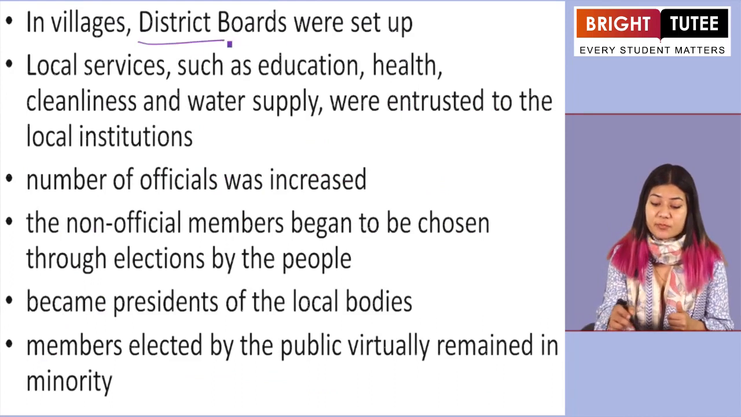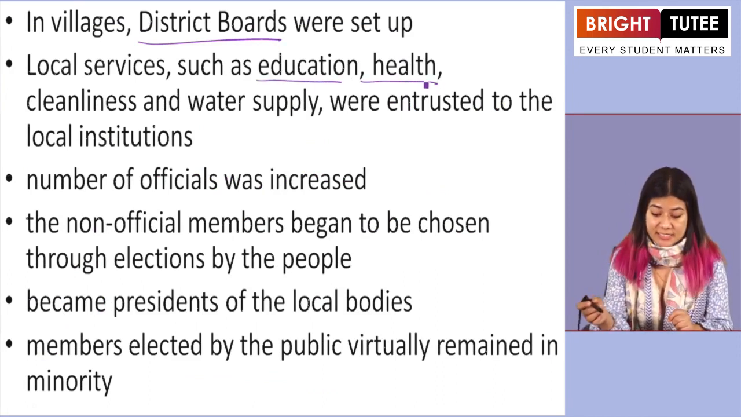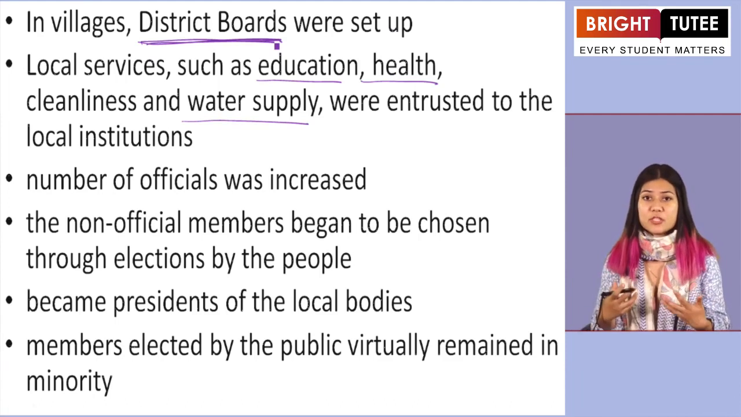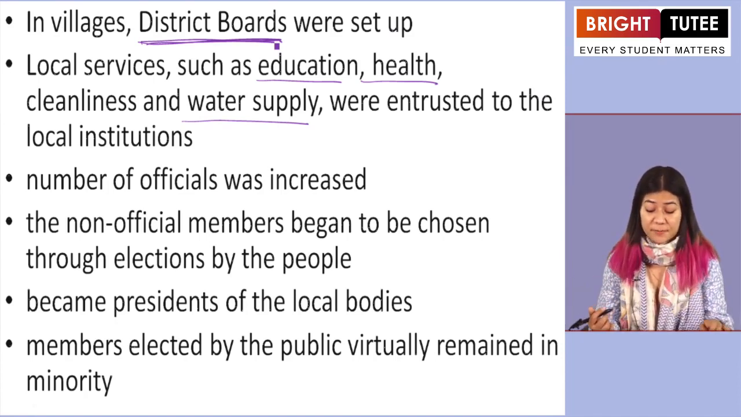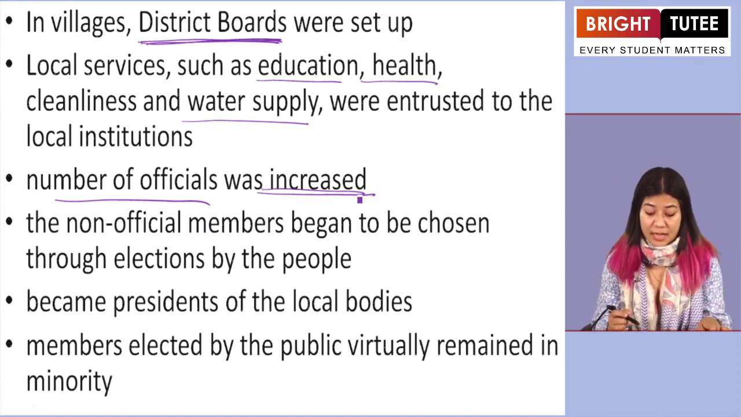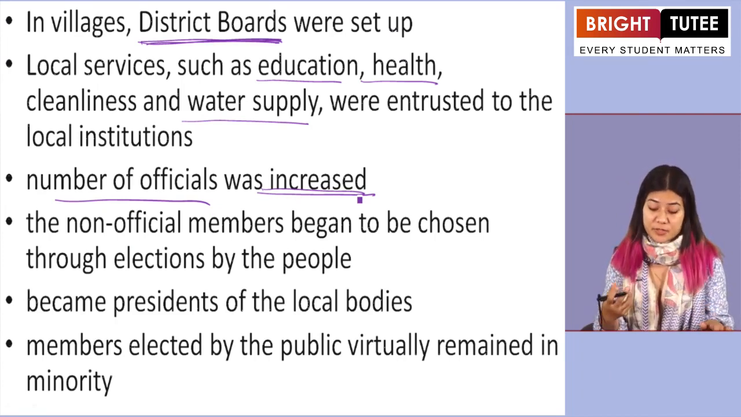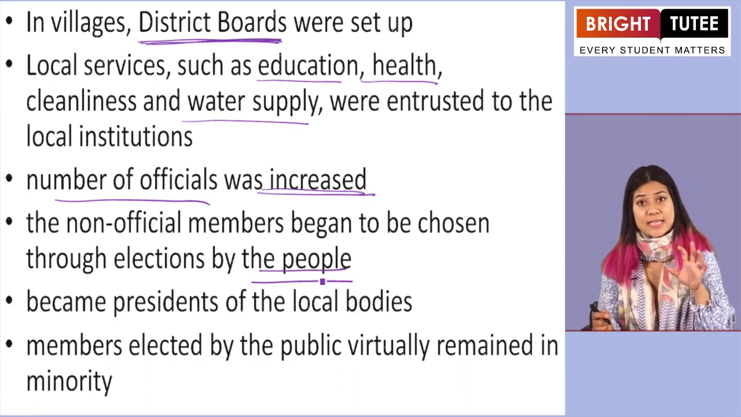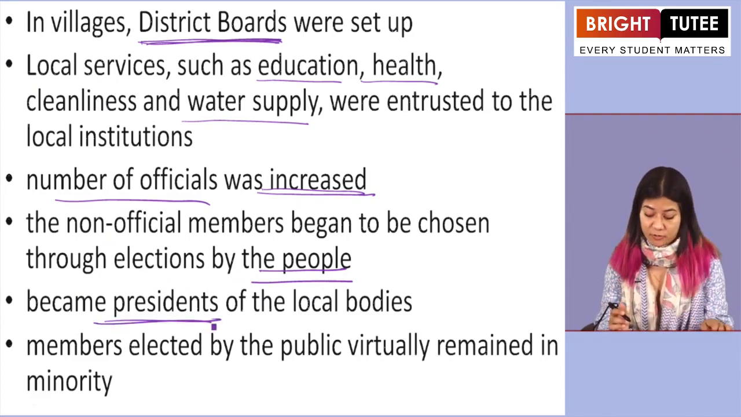And in villages, district boards were set up. Local services like education, healthcare facilities and water supply were all the responsibility of the district boards. The district boards were now responsible for making sure that schools were made and wells were dug so that people could get water, etc. The number of officers who worked in various departments was also increased by Lord Ripon. And the non-officials, who were not selected by the British government, were elected by the people, chosen by the people. And these elected representatives of the people also became presidents of the local bodies, the municipalities.